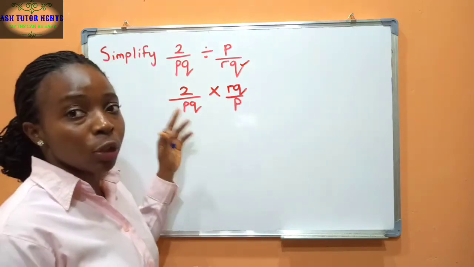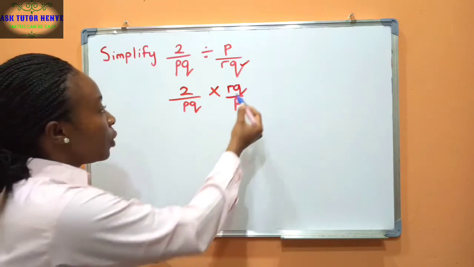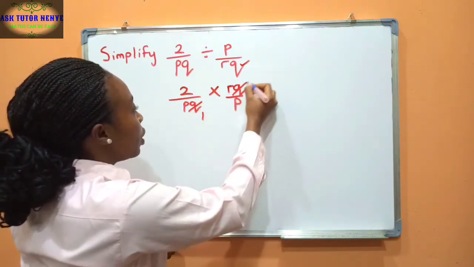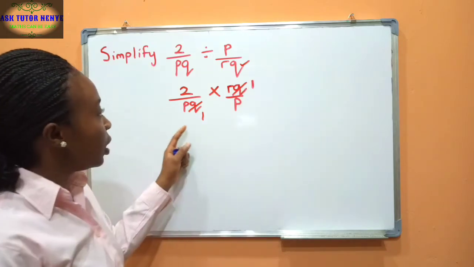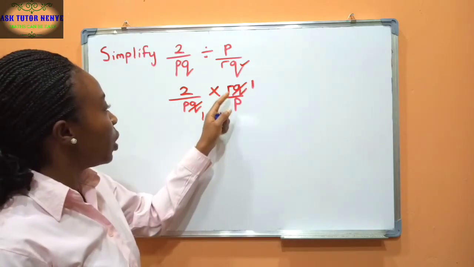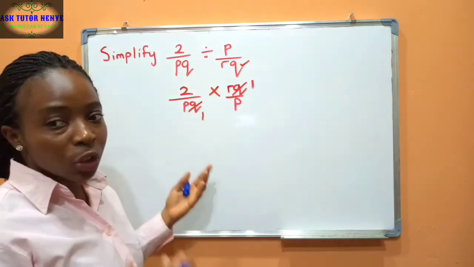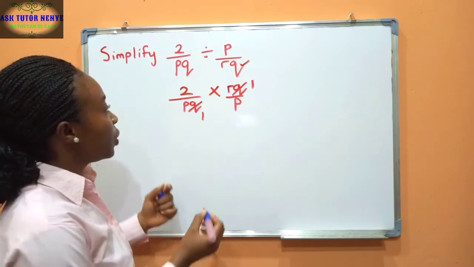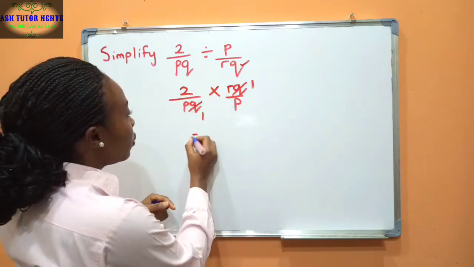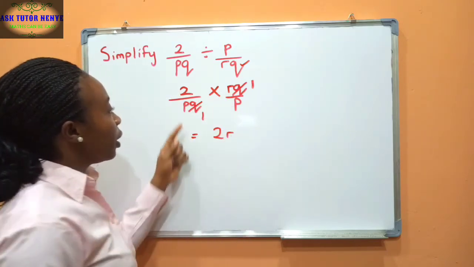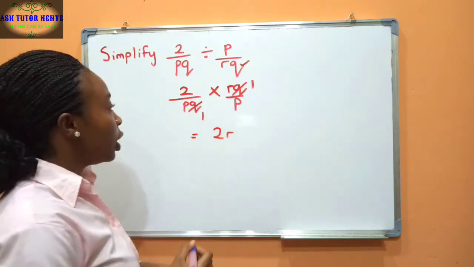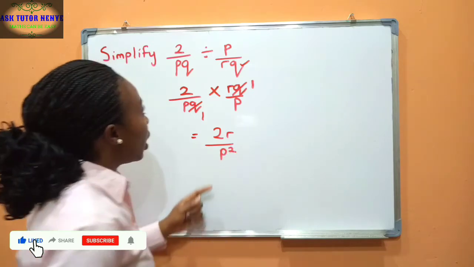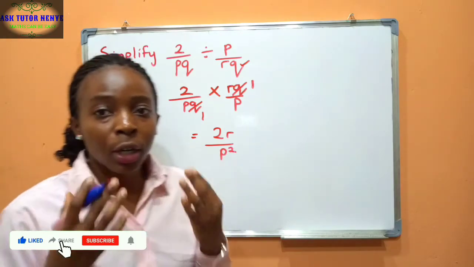So the next thing we are going to do, let's divide. We have a Q here and we have a Q here. So Q goes here 1, Q goes here 1. Let's see if there's any other thing that can divide. We have R here, we have a P. It's not possible. So what we simply do is to multiply it out. So we are going to say 2 times R gives us 2R, and P times P gives us P squared. So our answer is 2R over P squared.